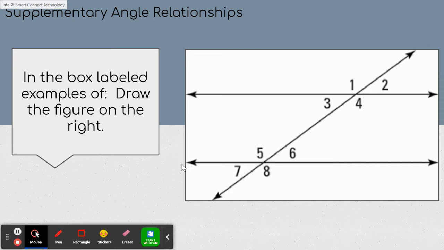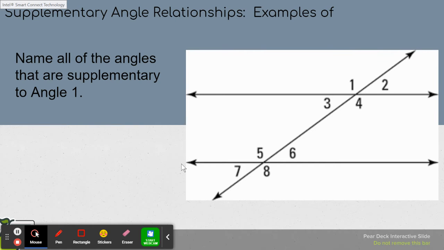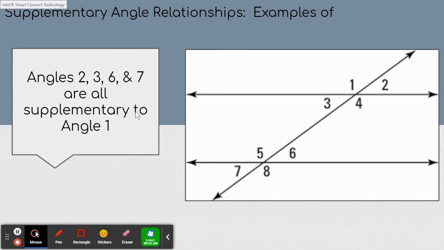What I need you to do in your paper when you get there, you'll see a box labeled up, but we've got the figure on the right. But here's what we need to do. We know all of the angles that are supplementary to angle 1, and we really just went over that. We said the angles that are supplementary to angle 1 are going to be 2, 3, 7, and 6. They're all supplementary to angle 1 because we have the consecutive sides and the corresponding consecutive sides there.